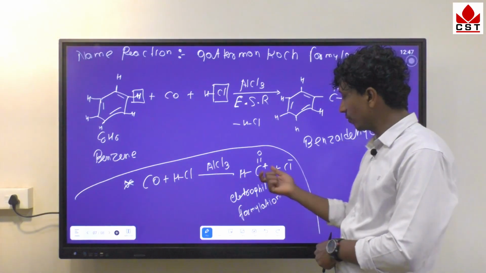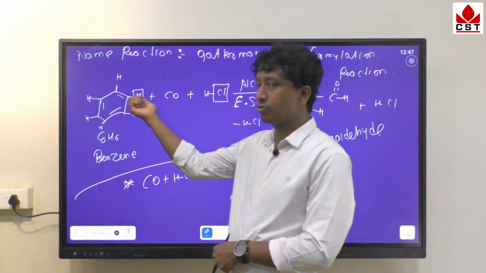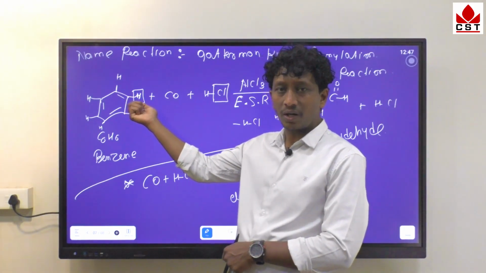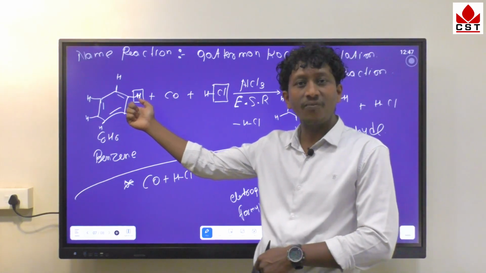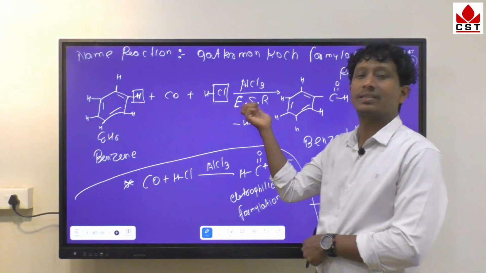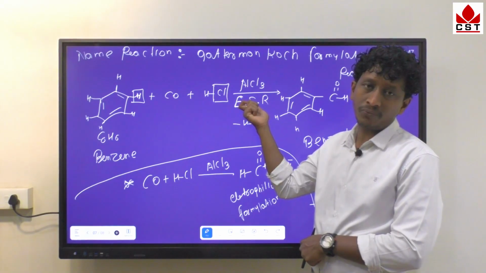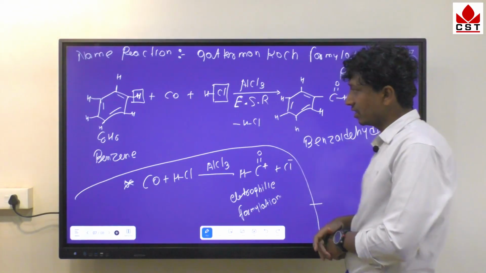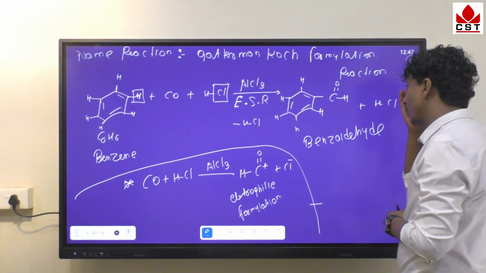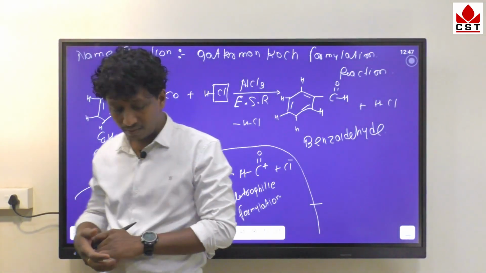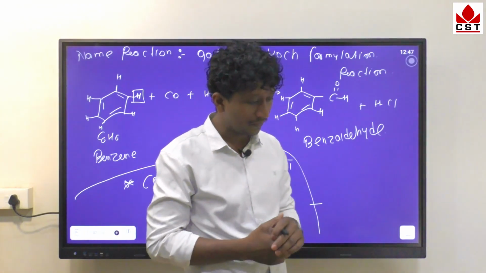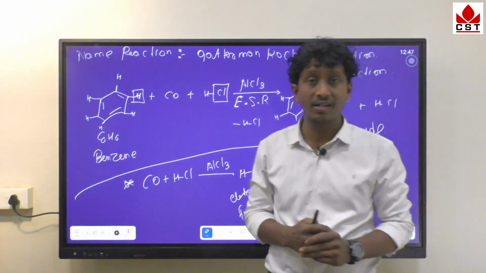is that the positive group is attached to the ring by replacement of hydrogen. The positive species is the electrophile, and this replacement of hydrogen is called ESR. ESR means electrophilic substitution reaction. Okay? So this is a very important reaction for the preparation of benzaldehyde, and it is important for entrance examinations like the JEE.